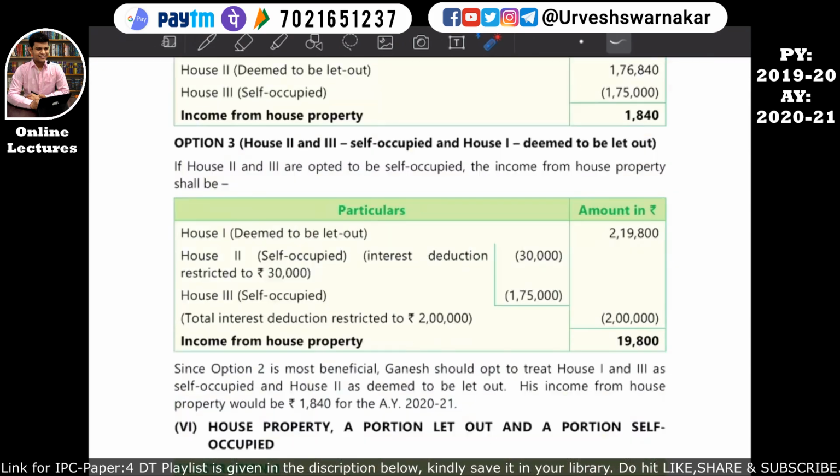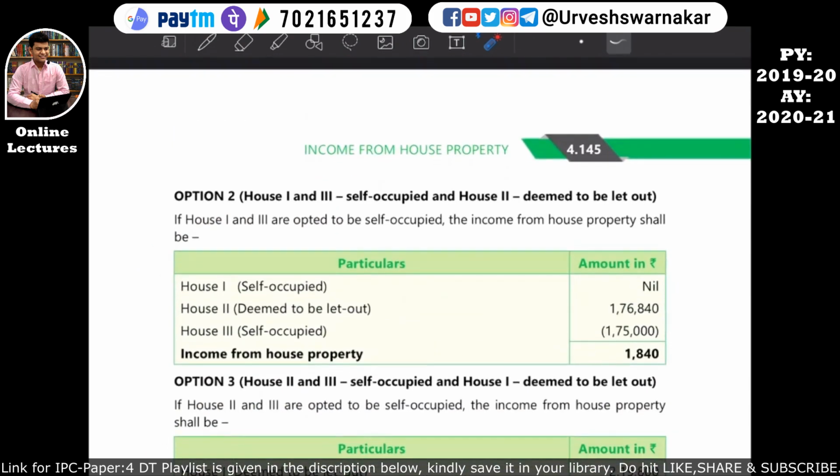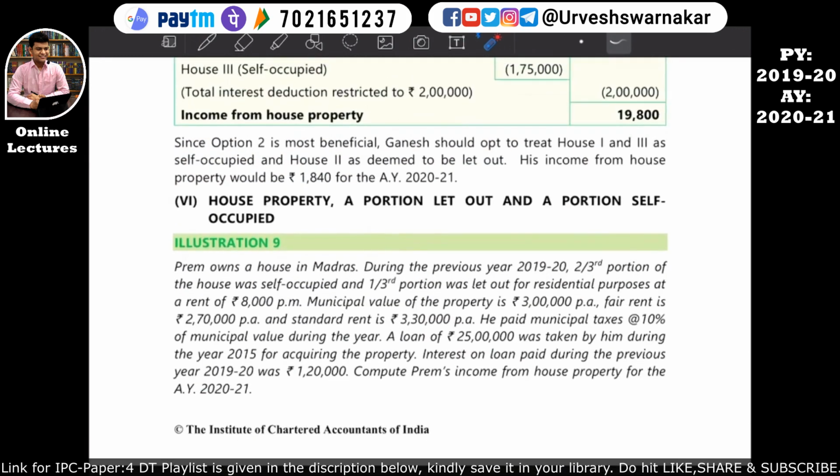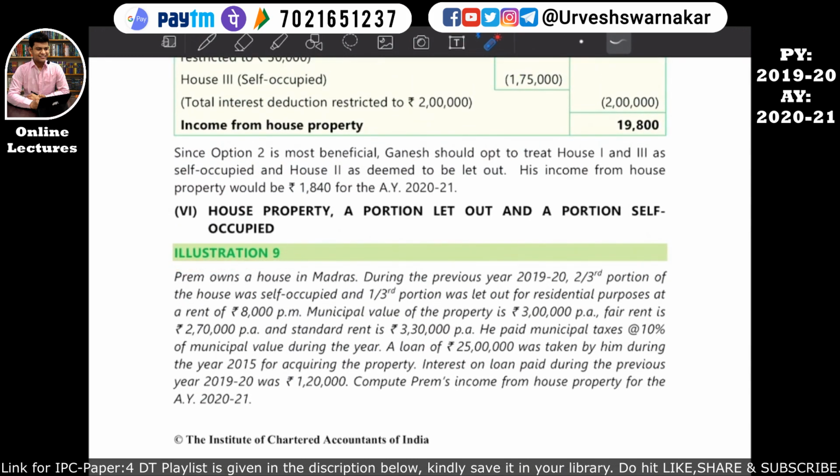So let's solve one more question. The question is on page number 4.145, okay, and the question number is illustration 9. Prem owns a house property in Madras during the previous year 2019-20, okay. 2/3 portion of the house property was self-occupied and 1/3 portion was let out for residential purpose at the rent of 8,000 per month. Municipal value for the house property is 3 lakh per annum. Fair rent is 2,70,000 per annum and the standard rent is 3,30,000 per annum.